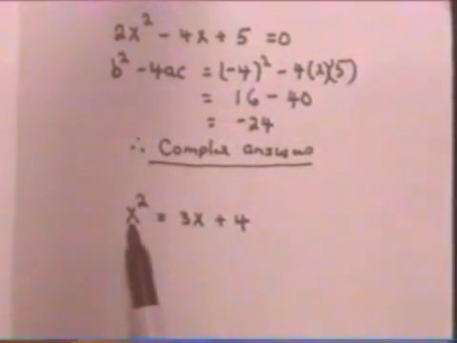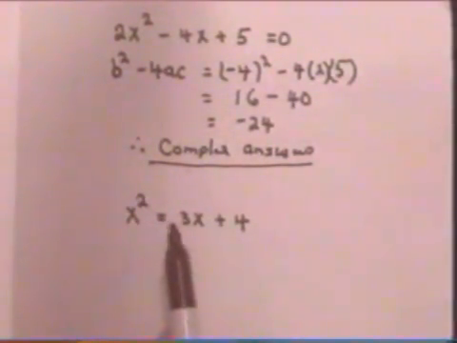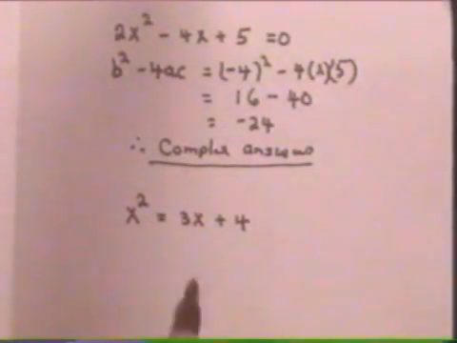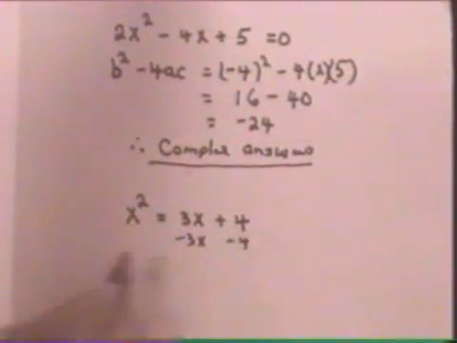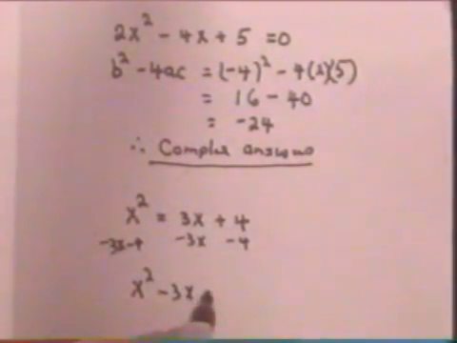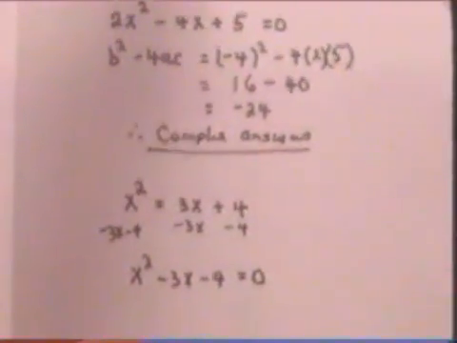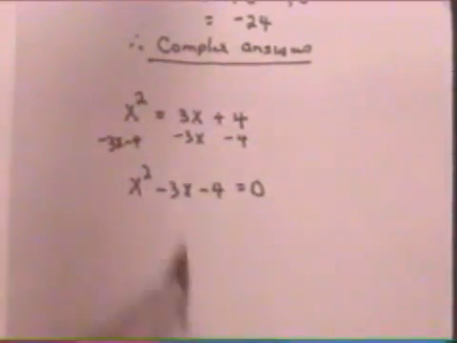Before I can determine the type of answers x squared is equal to 3x plus 4 has, I've got to put it in standard form. So I need to subtract 3x and subtract 4 from both sides. So I get x squared minus 3x minus 4 is equal to 0. Now I can do the discriminant.